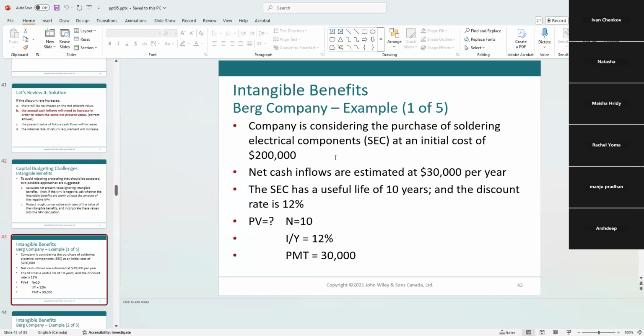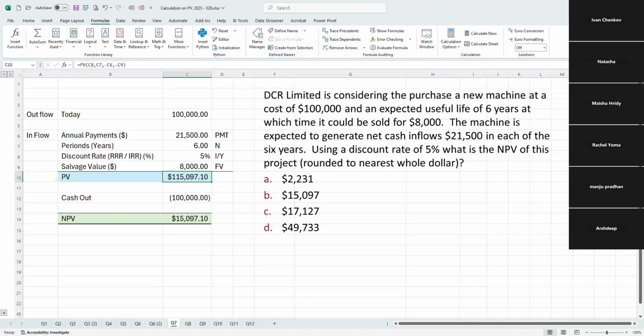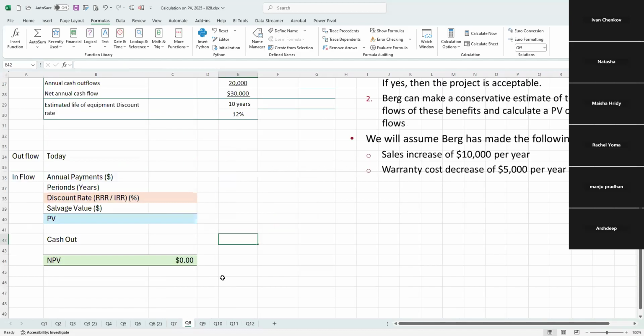So let's go with this one and see what we're going to do in this case. We have this company which considers purchasing soldering electrical components, which cost $200,000. Net cash flow is estimated to be 30,000 per year, useful life 10 years, discounted at 12%. Let's move to the Excel spreadsheet and find which worksheet is going to help us with that. That probably is going to be worksheet number 8. Let's go with 8.